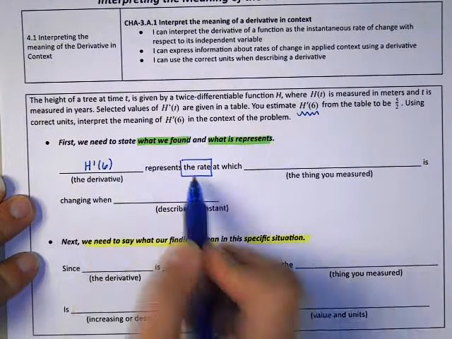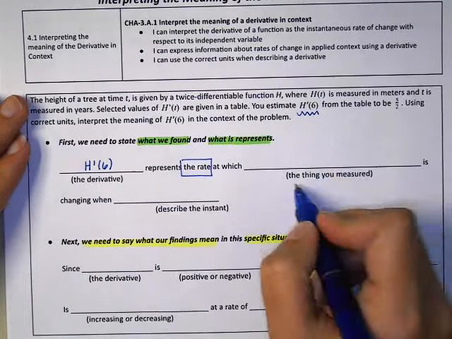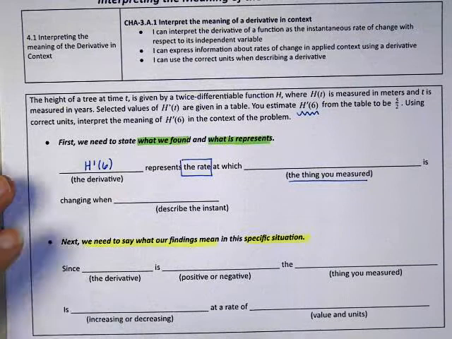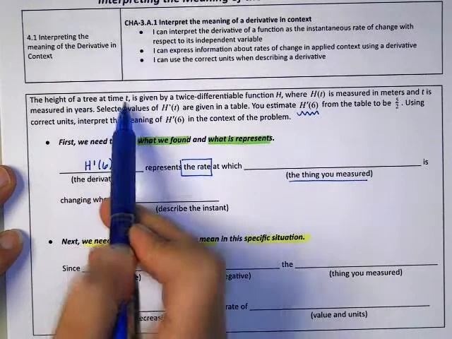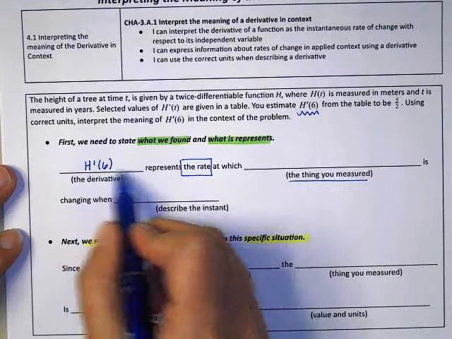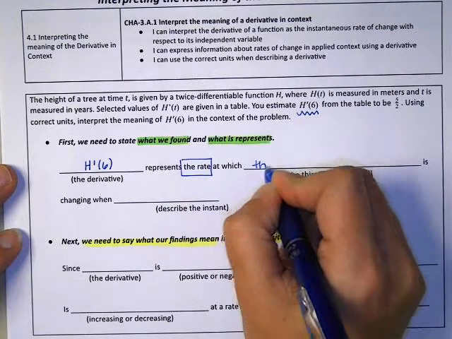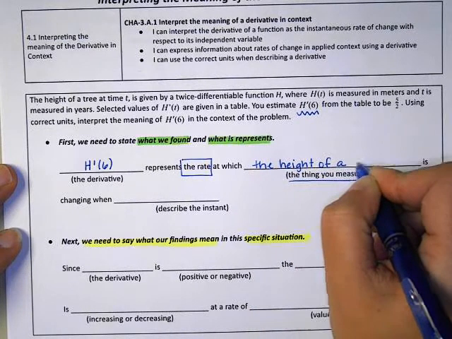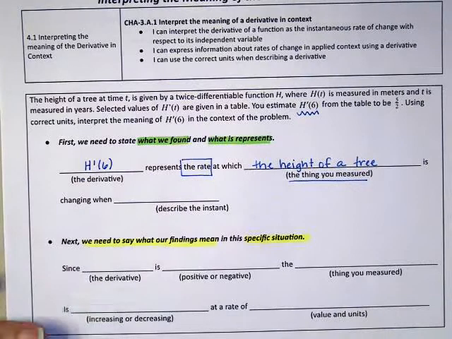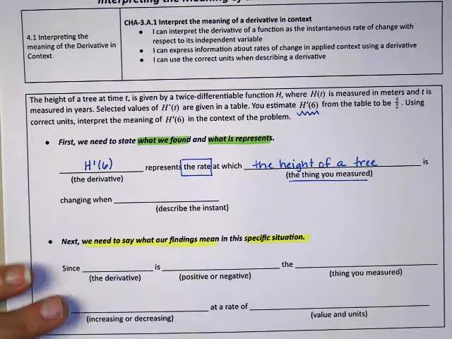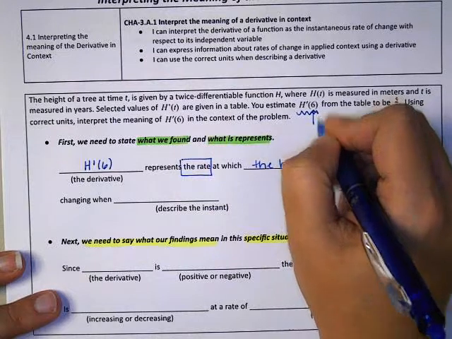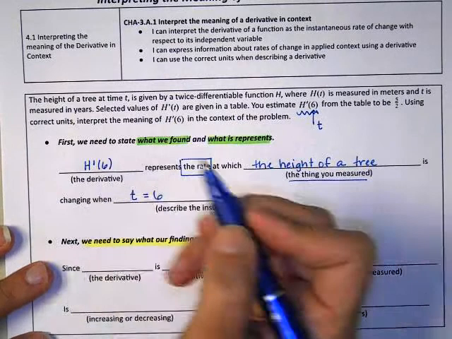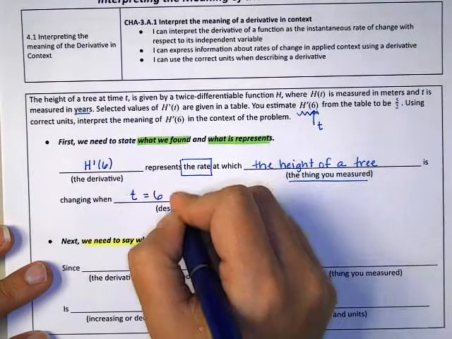H prime of 6 represents the rate at which the thing that you measured. So to figure out the thing that you measured, we're going to go back to the original problem, which says the height of a tree at time t. So we're going to say h prime of 6 represents the rate at which the height of a tree is changing when, at that specific moment, t equals 6. So we would say t equals 6, and because in this problem it says that time is measured in years, we would say t equals 6 years.